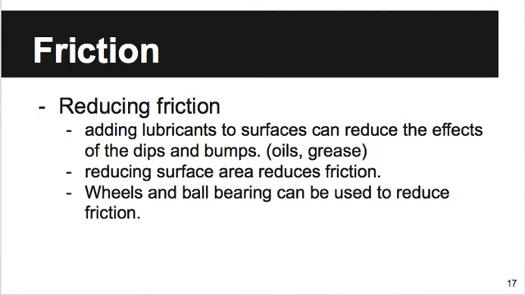And slide 17, this is going to be our last slide. Reducing friction. You can add lubricants to the surface to reduce the effects of the dips and bumps. Oil and grease could be our lubricants. Graphite. You can also reduce surface area. That's what I was talking about when I was talking about high-fiving the air versus karate chopping it. If you reduce the surface area, that's going to reduce the friction. And wheels and ball bearings can also be used to reduce friction.